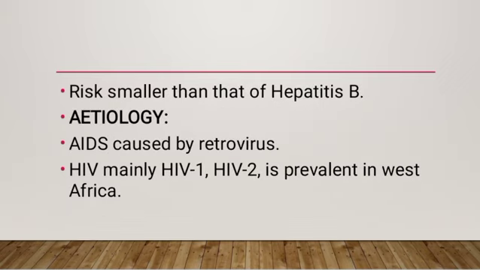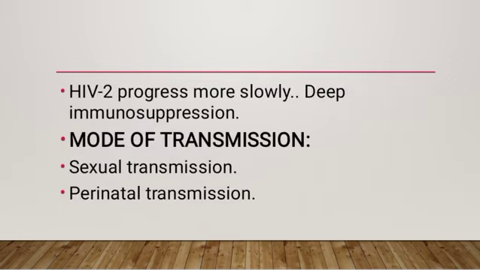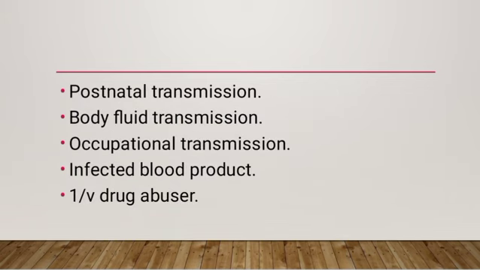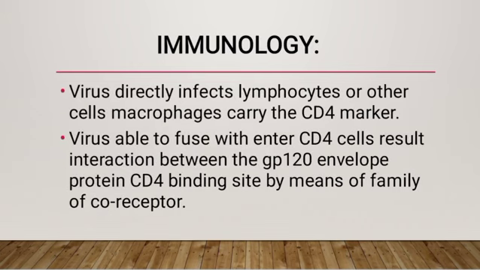Basically, the risk is smaller than that of hepatitis B, meaning the spread of risk is less as compared to hepatitis B. It is caused by retrovirus, mainly HIV 1 and 2, and HIV 2 progresses more slowly and causes deep immunosuppression. Modes of transmission are sexual, perinatal, postnatal body fluids, occupational, infected blood products, and HIV drug abuse. The most common is blood products.